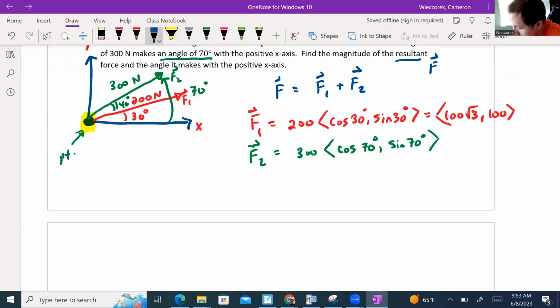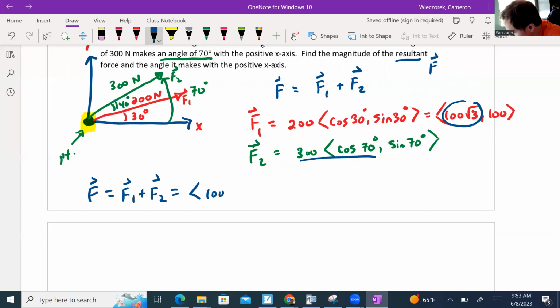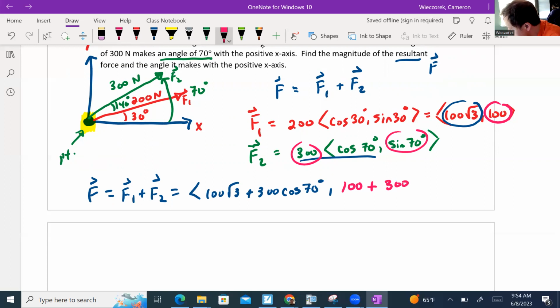We want to know the magnitude of the resulting force. So we're first going to have to get a component form for the resultant force. Force 1 plus force 2. Adding my components together here. 100 rad 3 plus 300 cosine 70 would be adding my x coordinates together. And then for the second one, my y coordinate from force 1 was 100, plus my y coordinate from force 2 is 300 times the sine of 70. So that's not the magnitude, that's just the force itself written in component form.